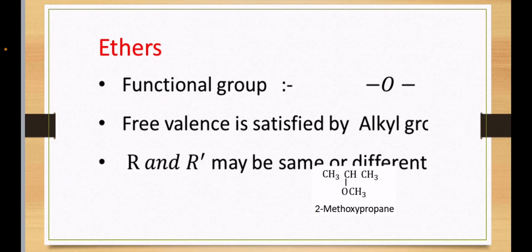Now ethers, functional group O, on both sides of O alkyl groups are there. These are R and R dash. R and R dash may be same or different, and we write the suffix oxy. So here you can see we select the longest chain, and then we see at the second position OCH3 group is there, so 2-methoxypropane is the name of this compound.